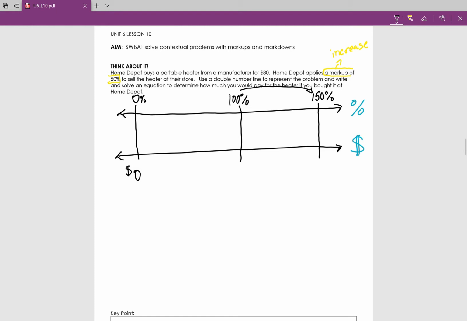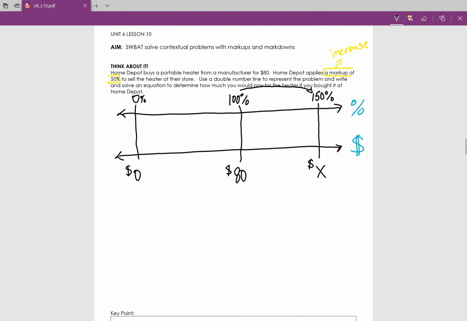Now, 150% represents our markup price. Do we have our markup price? No, that's what we're solving for. So that's our X. And then we know that Home Depot buys it for $80, which would be right here. I'll put my $ sign here too. So now we have our double number line labeled.